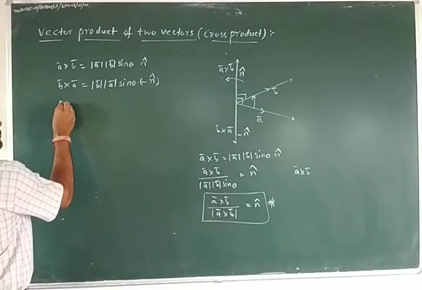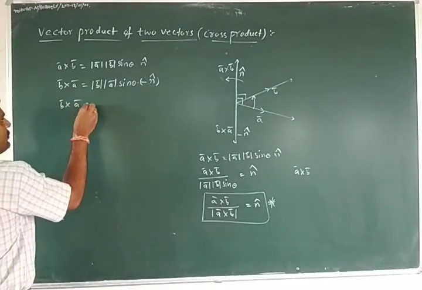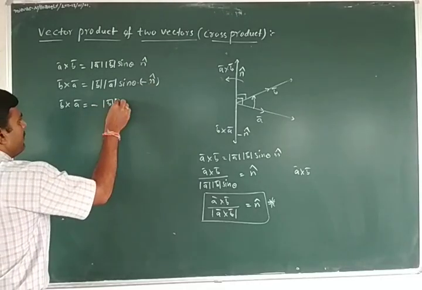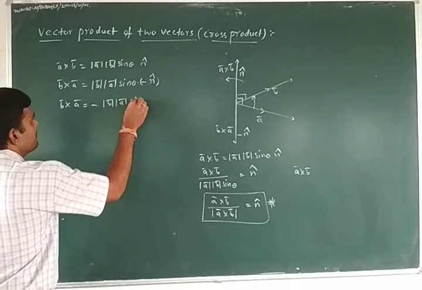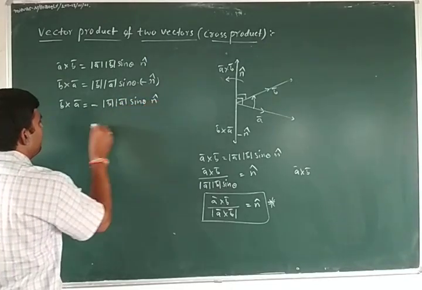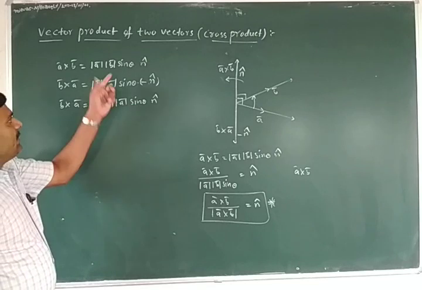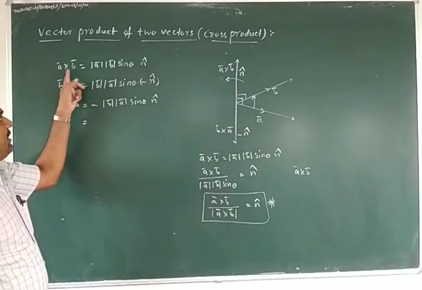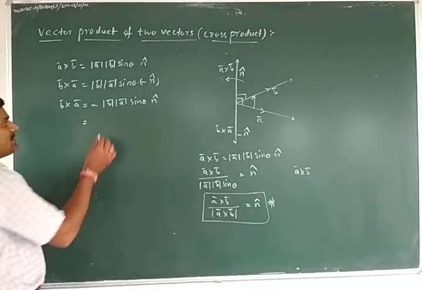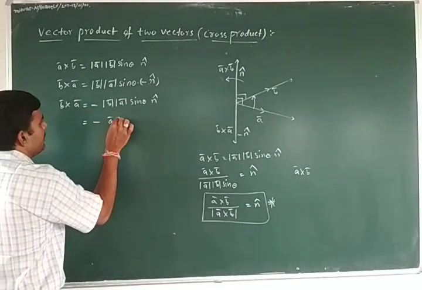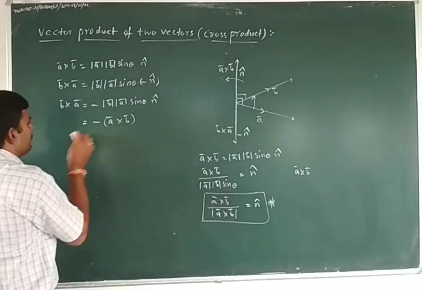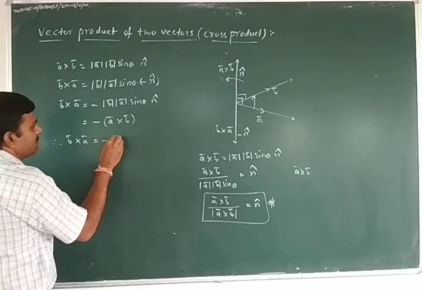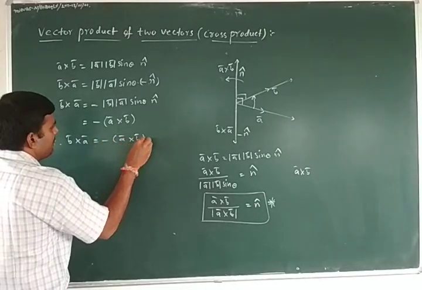Therefore b bar cross a bar is equal to minus, the starting minus, into mod b bar into mod a bar into sin theta into n cap. So this is equal to minus mod a bar into mod b bar into sin theta into n cap, and that value is a bar cross b bar. Therefore b bar cross a bar is equal to negative of a bar cross b bar.